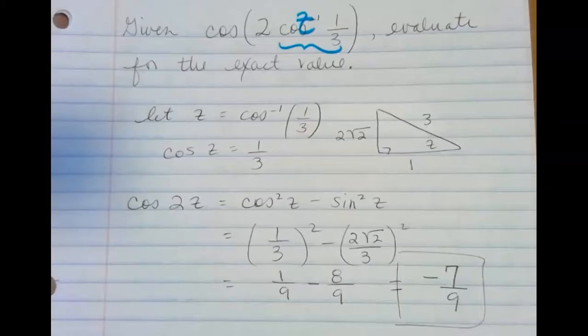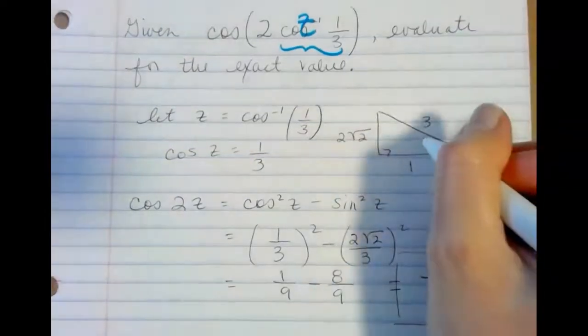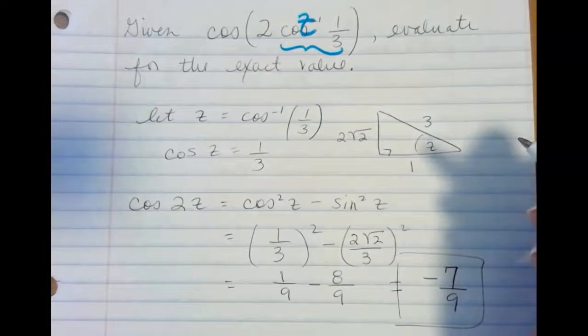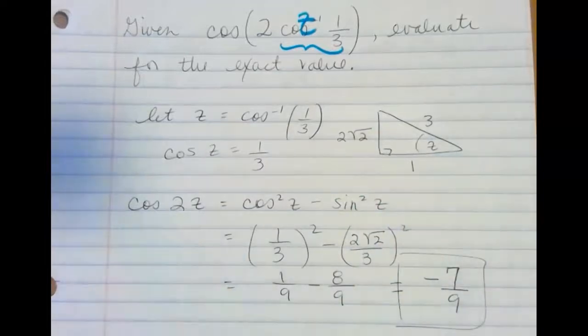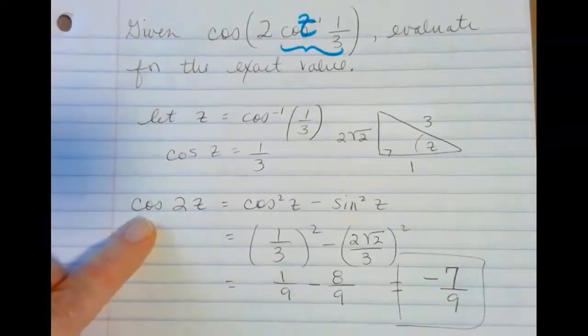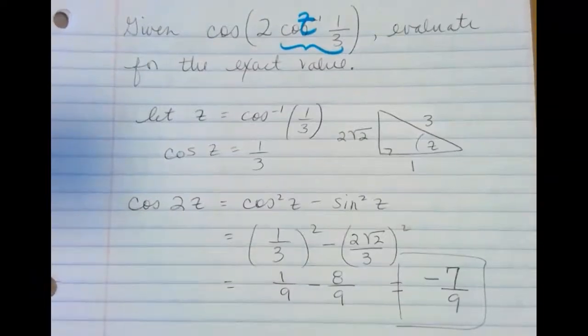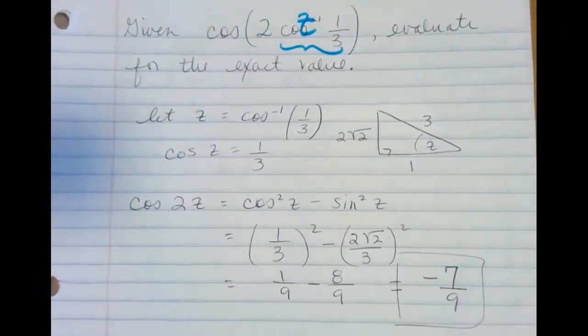Is it correct to be negative? Yes, because think about it. We do know that z is an acute angle, but if we were to double z, if we double any of the angles in the first quadrant, it's going to land us in the second quadrant, and in the second quadrant, cosine should be negative. Therefore, our answer should indeed be negative. So that is the second one.